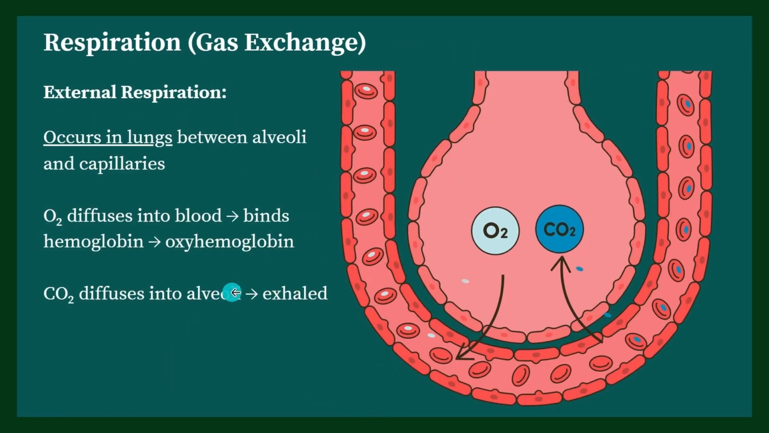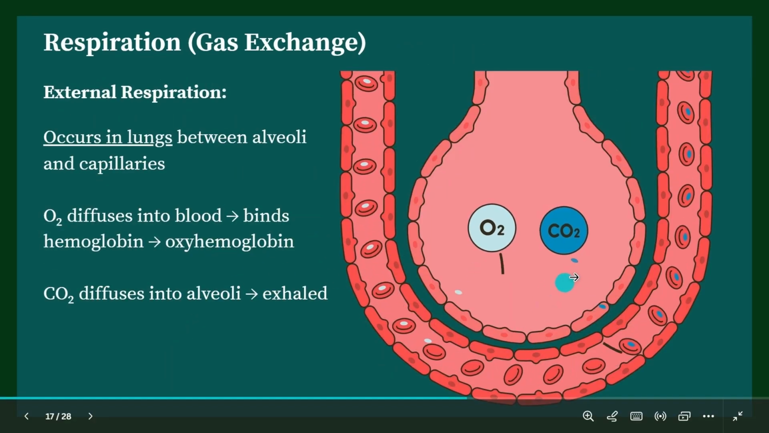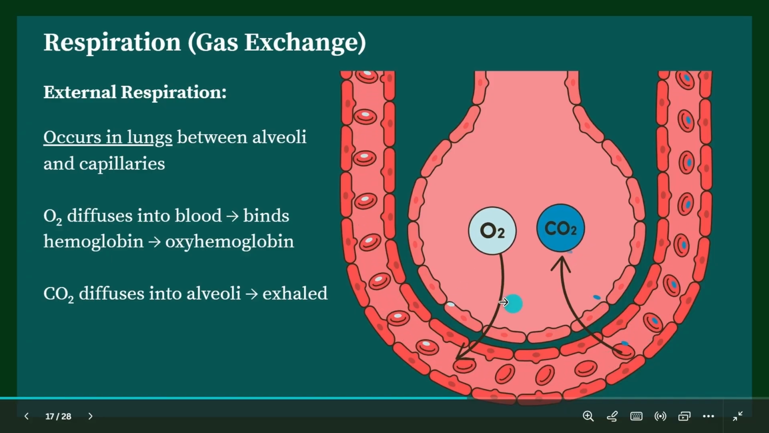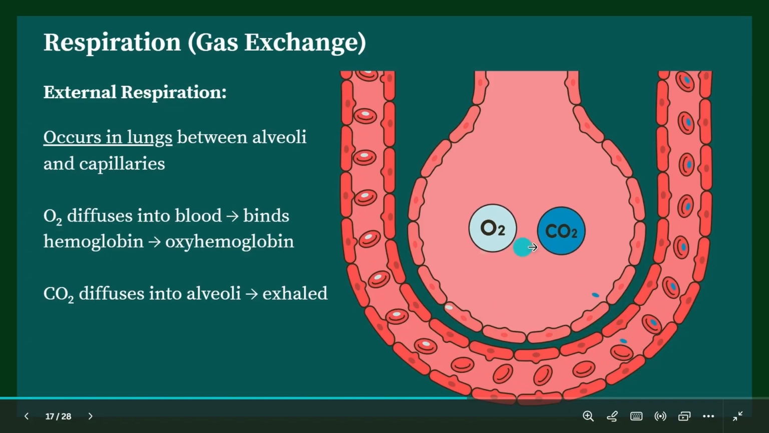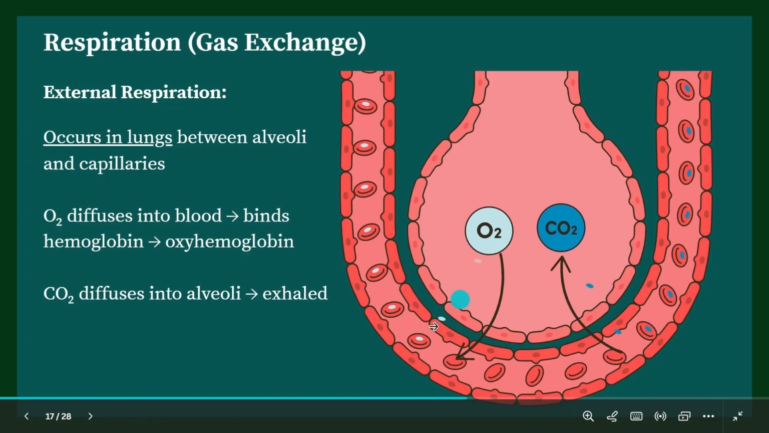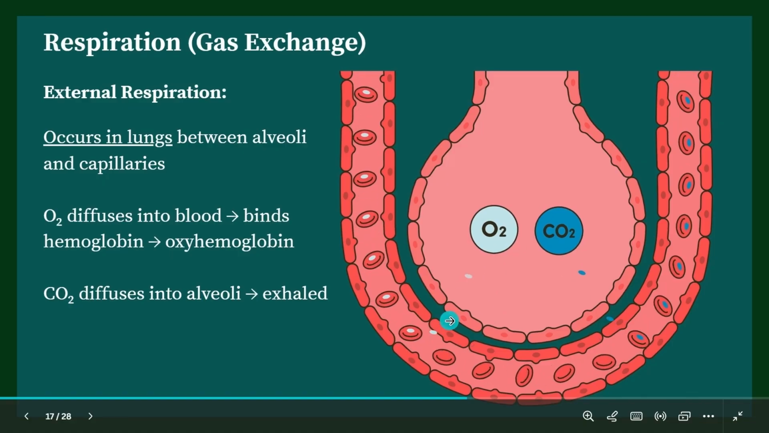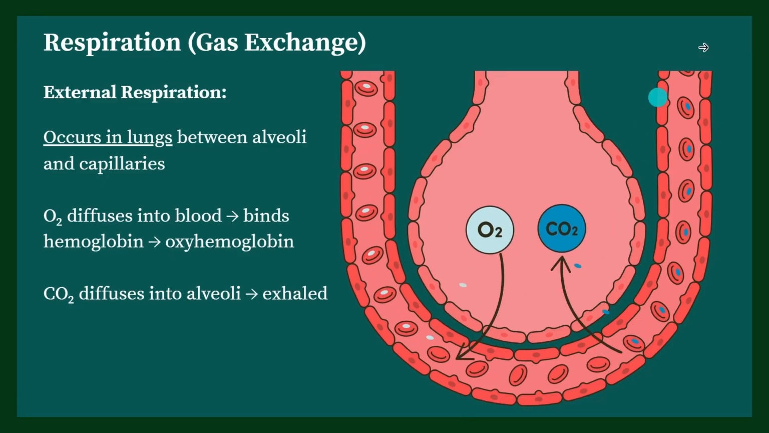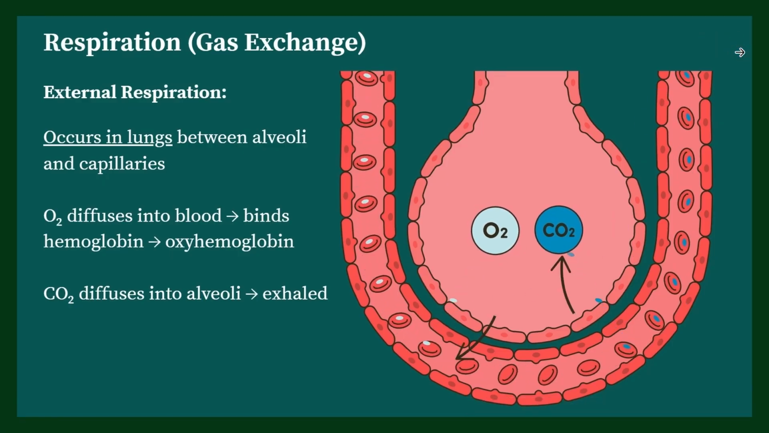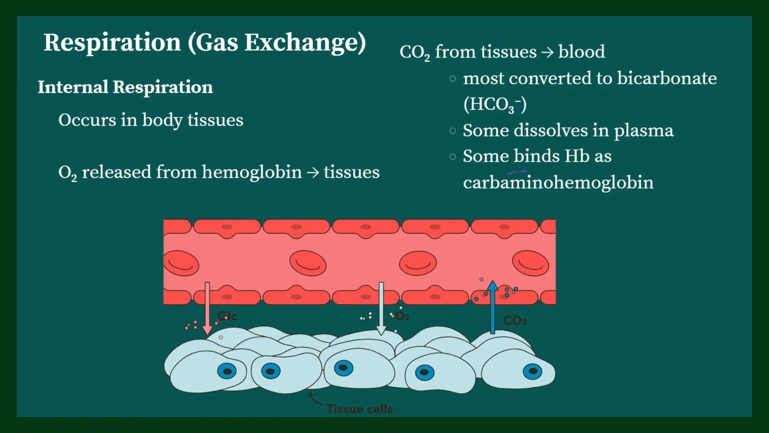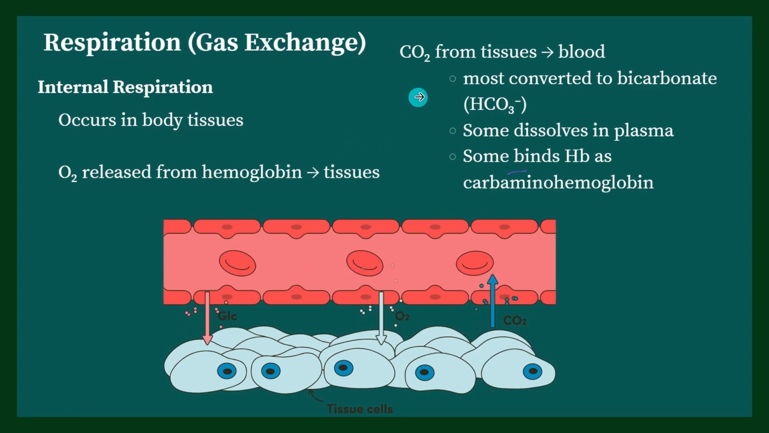So diffusion is the way that it always happens because the oxygen molecules and the carbon dioxide molecules are so small. So it just happens across the cell membrane. There's no other process that has to be involved. It just has to have the right pressure in order for those molecules to bleed over. Internal respiration occurs in the body tissues. Oxygen is released from the hemoglobin and goes into the tissues. Carbon dioxide comes from the tissues and goes into the blood.